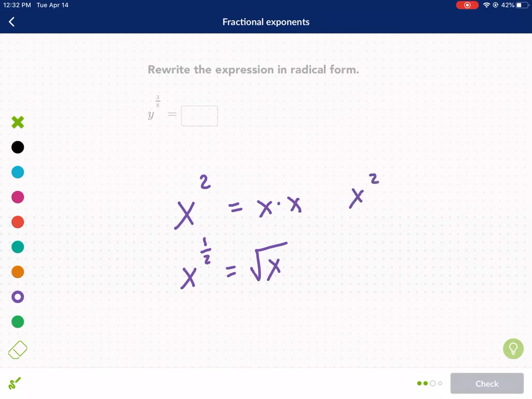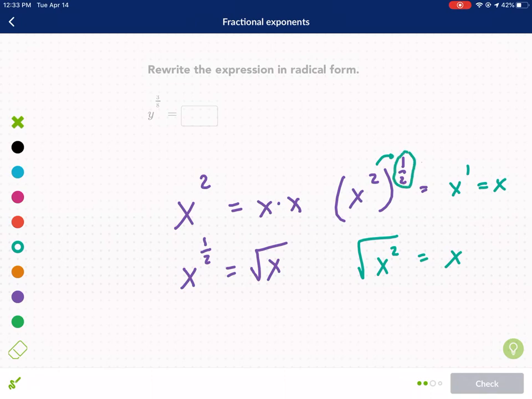First, this is kind of a small little proof. If we're going to raise x squared to the 1/2 power, what happens? Well, we multiply exponents when it's a power raised to a power, and we get x to the 1, or just x. And if we did the square root of x squared, that's the same thing. So that kind of shows how the 1/2 and the square root are the same thing.